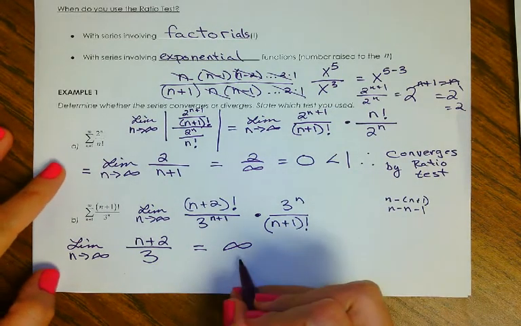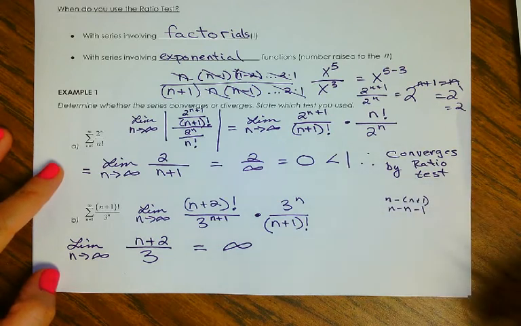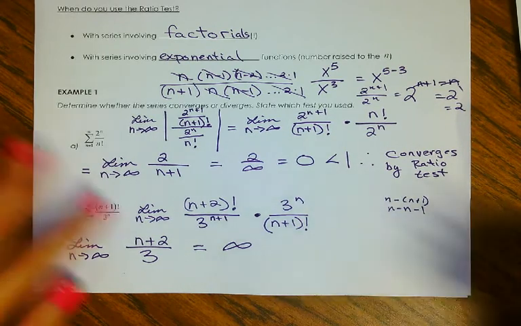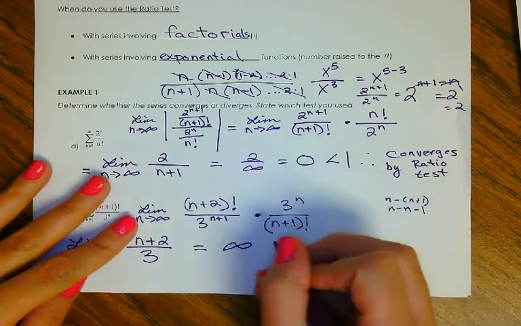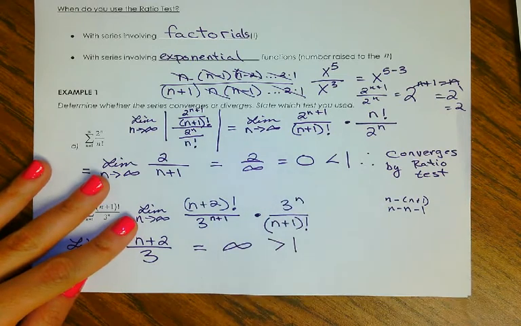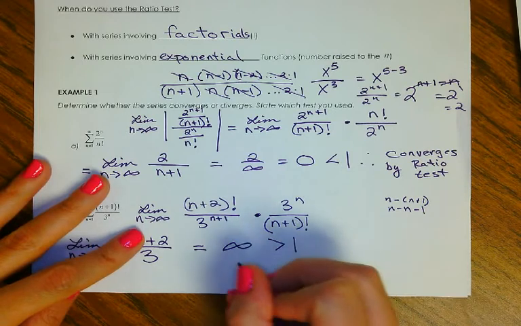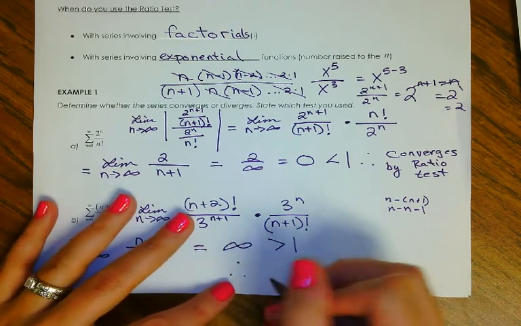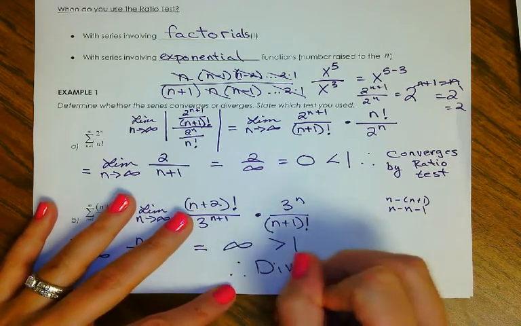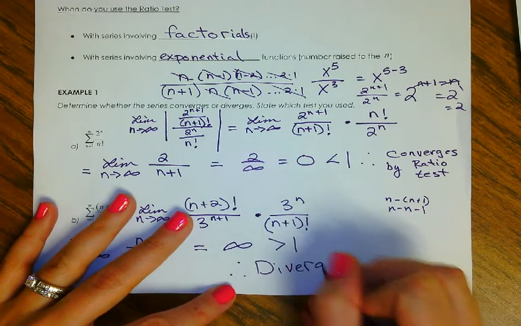Okay. So what can you tell me about infinity, right? You have to remind yourself, what am I doing? I'm doing the ratio test. So infinity is definitely bigger than 1. Okay. So if infinity is greater than 1, then I can say that this diverges by the ratio test.